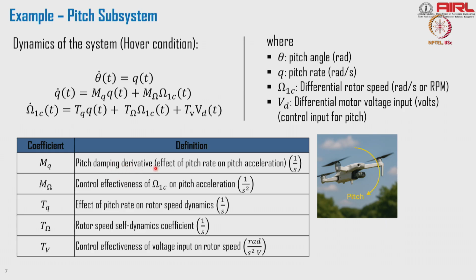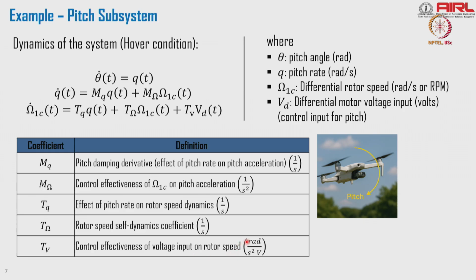MQ is the pitch damping derivative, the effect of pitch rate on pitch acceleration. M omega is the control effectiveness of omega 1C on pitch acceleration. TQ is the effect of pitch rate on rotor speed dynamics. T omega is the rotor speed self dynamics coefficient. TV is the control effectiveness of voltage input on rotor speed.